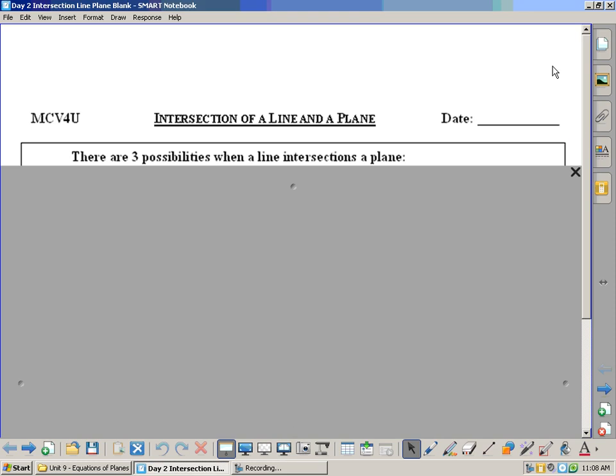Okay, today we're going to look at the intersection of a line and a plane. So there are three possibilities when you do this, and I just want you to take a second to consider what those possibilities are. You've got a line and a plane. So you can imagine me standing in the front there with a piece of paper representing my plane and a pencil representing my line. What could happen?